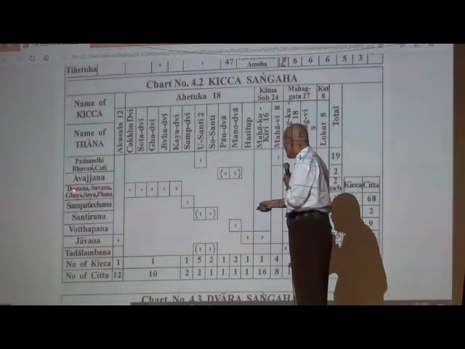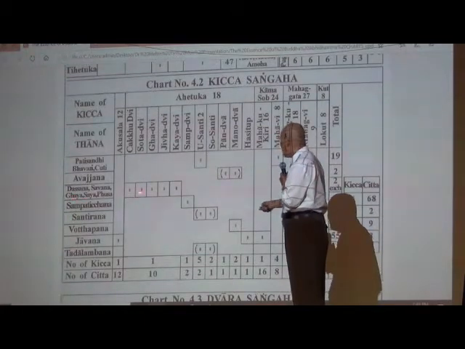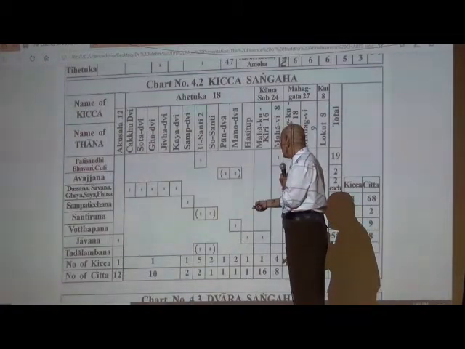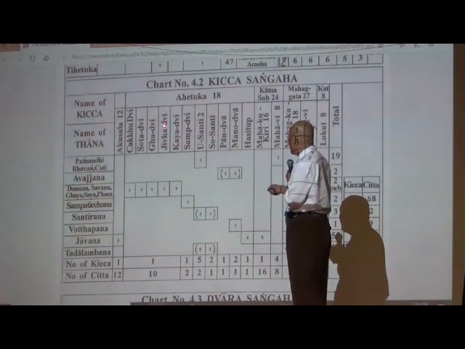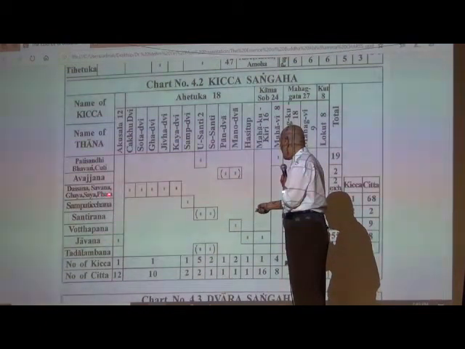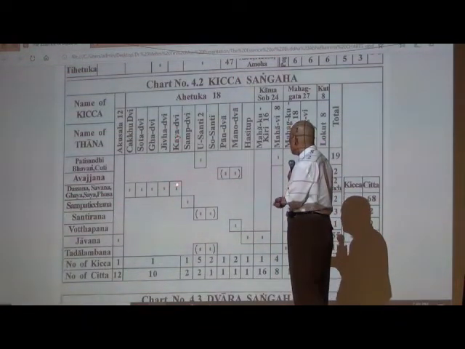And then dassana, the seeing function, is performed by 2 cakkhu vinnana chaita, 2 eye consciousness, remember? Savana, the hearing function, is performed by the 2 ear consciousness. Ghayana, the smelling function, is performed by 2 nose consciousness, ghana vinnana. Sayana, the tasting function, is performed by the 2 jivha vinnana, tongue consciousness. And phusana, the touching function, is performed by 2 kaya vinnana chaita.